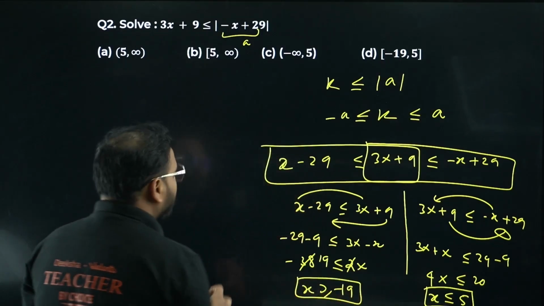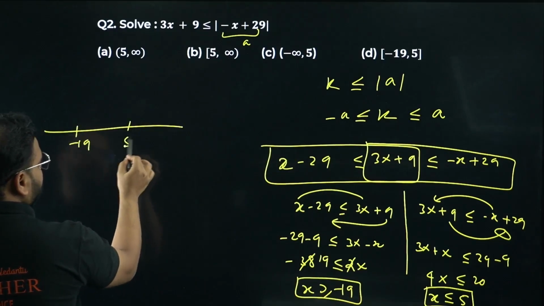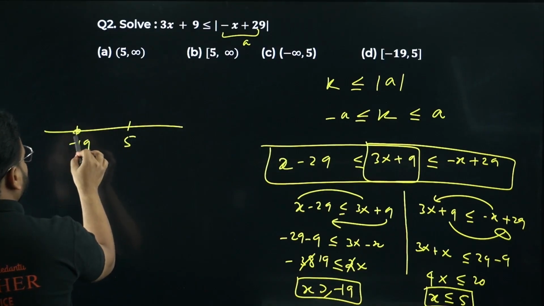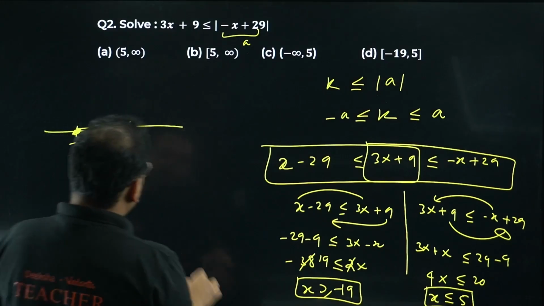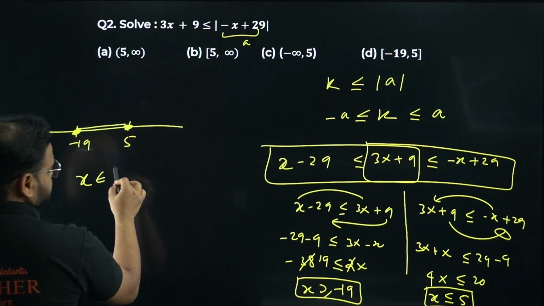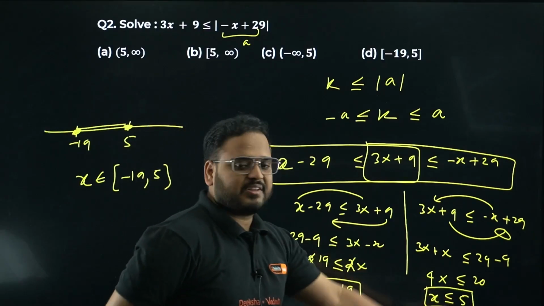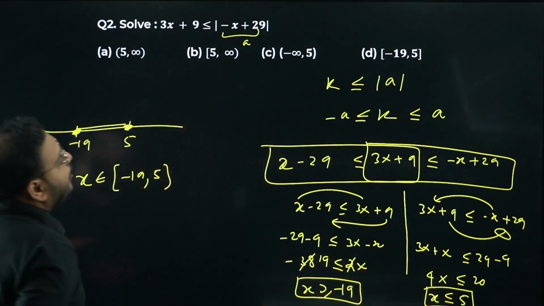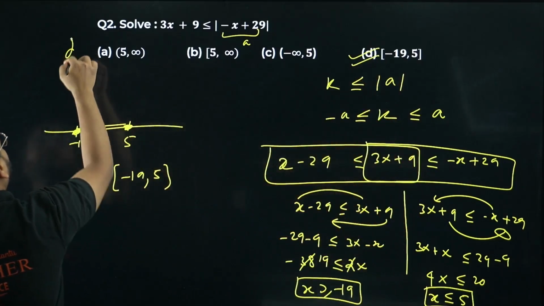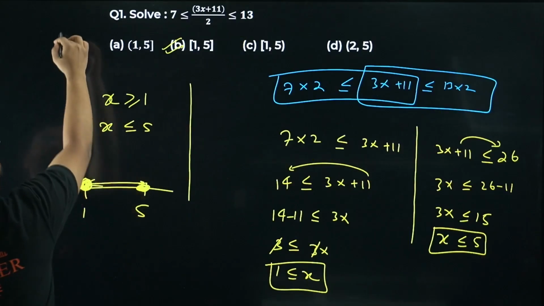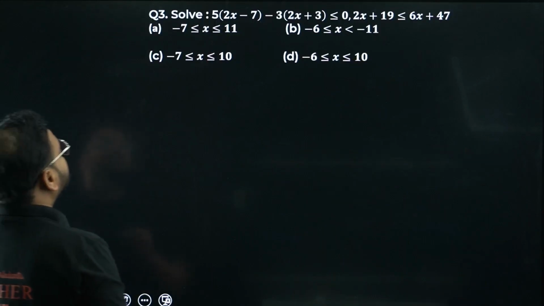If you plot on the number line, I have minus 19 somewhere over here, 5 somewhere over here. Both are included, so big closed circles and between them. Answer is x belongs to minus 19 closed to 5 closed. Greater than minus 19, less than 5. Option is D. Please check. For this one, I had option as B. Done.